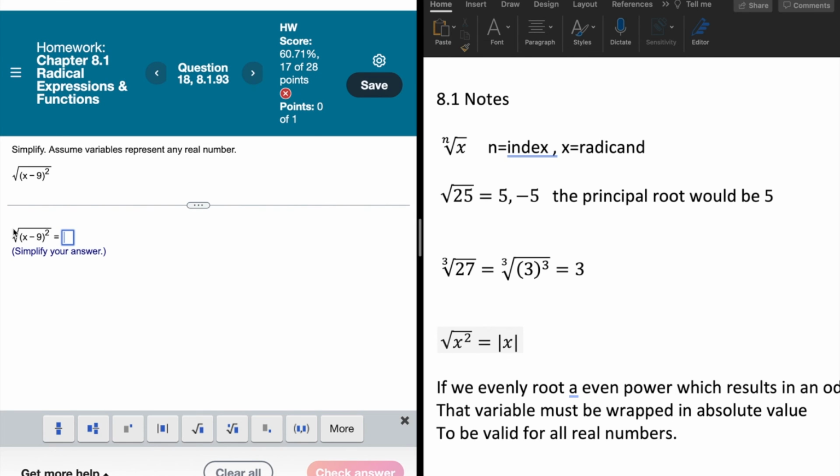All right, well this one is a little bit more complicated, but the idea is I'm once again evenly rooting an even power, which will result in an odd power, and since this represents any real number, I have to wrap that entire rooted expression in absolute values.